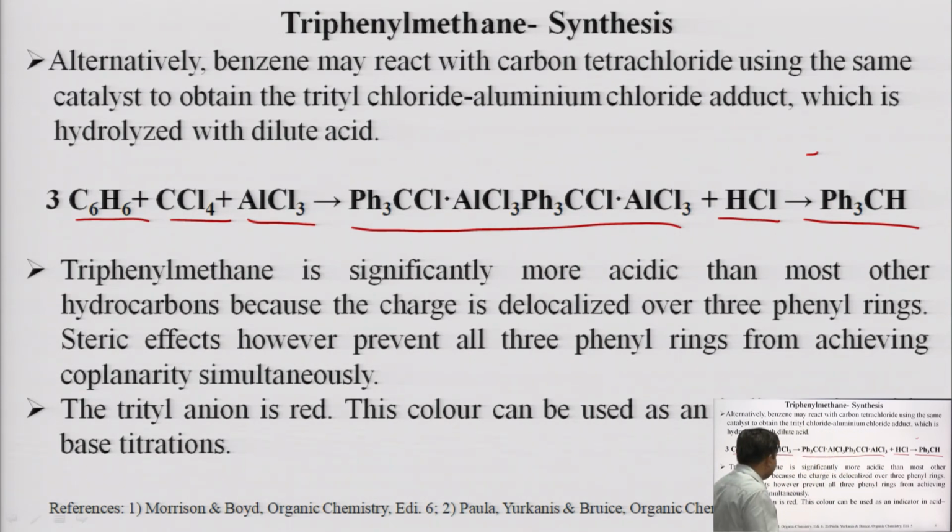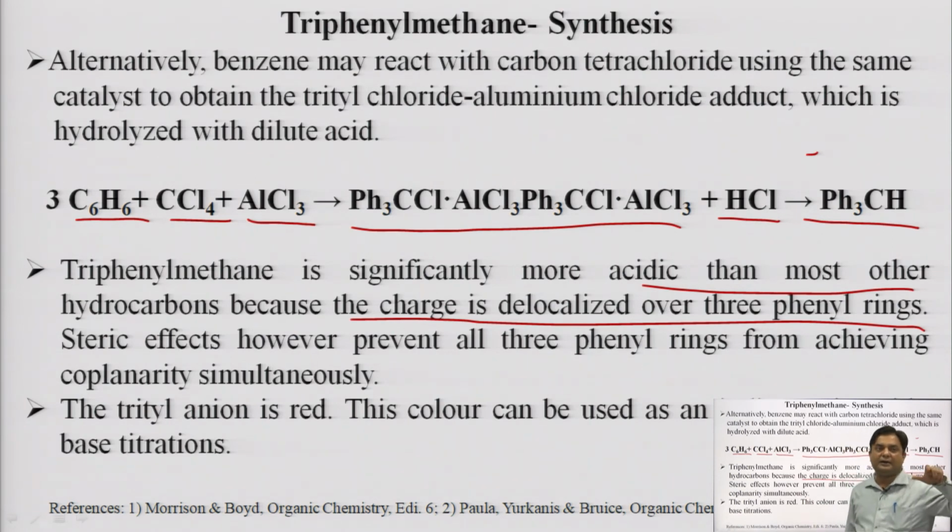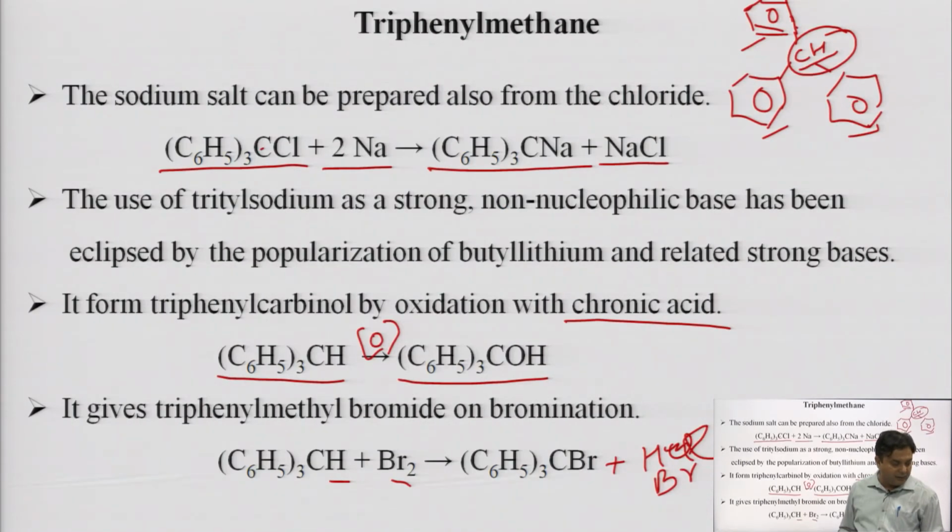Then, as I said, the bridge carbon has 1 hydrogen, and that hydrogen is acidic in nature. Triphenyl methane is significantly more acidic than most other hydrocarbons, because the charge is delocalized over the 3 phenyl rings and because that hydrogen is acidic. So, it dissociates easily from the triphenyl methane molecule, and because of that easy dissociation different types of reactions can also occur, like salt formation.